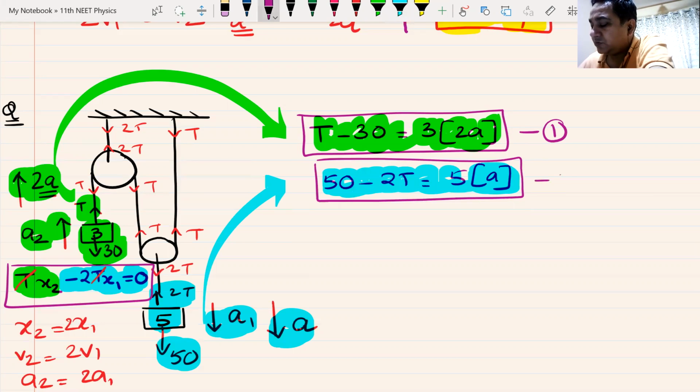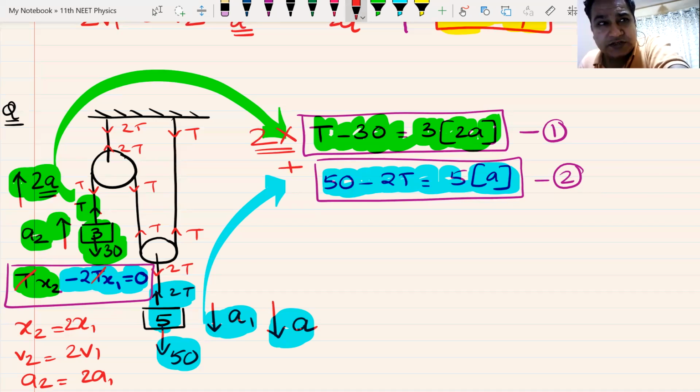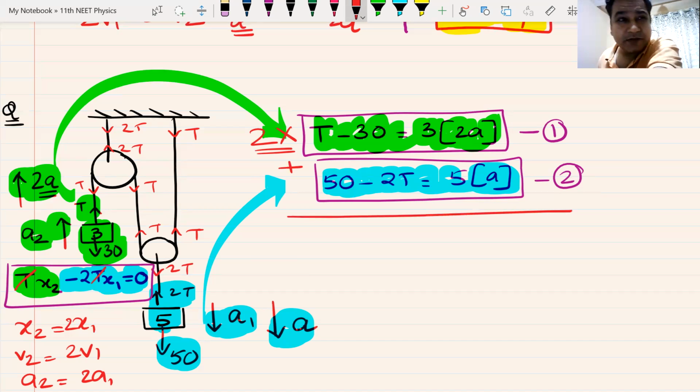Equation number 2. How to solve this? You have two equations, multiple ways of solving this. What I like is just eliminate T. To eliminate T, I multiply this equation by 2 and then I add both the equations and I will get the value of a. See what value of a you get. You will be surprised by what you are seeing.